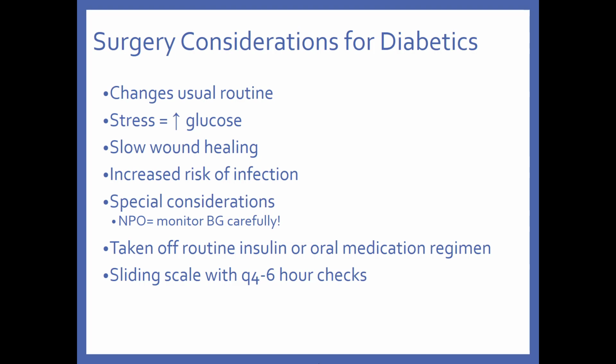Special considerations as far as the patient being NPO, we really have to monitor blood sugars very carefully and frequently. If they were on some kind of an oral medication, they may be taken off of that for a time period before surgery and then put on a sliding scale insulin with Q4 to 6 hour blood sugar checks. So that is definitely a major change for some patients.